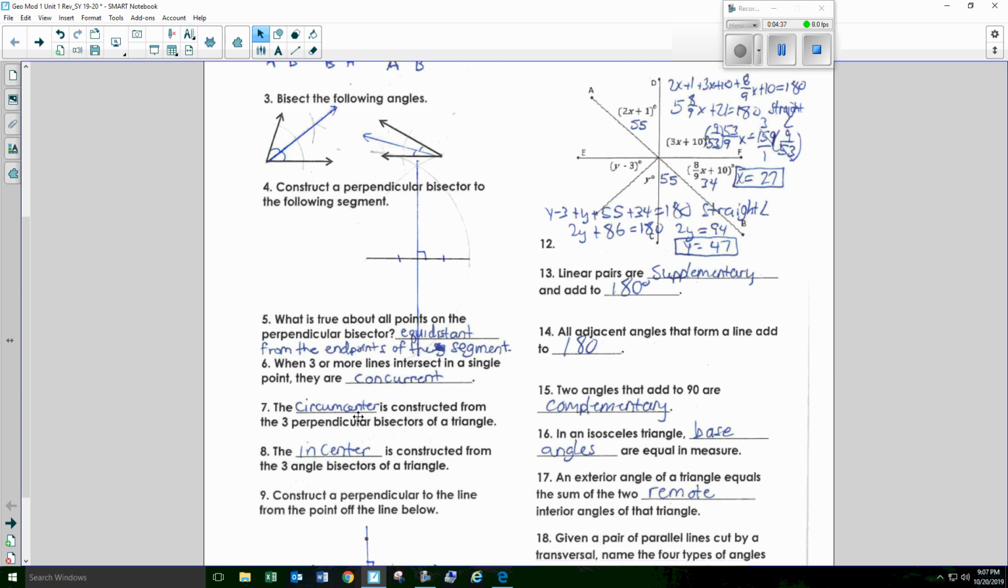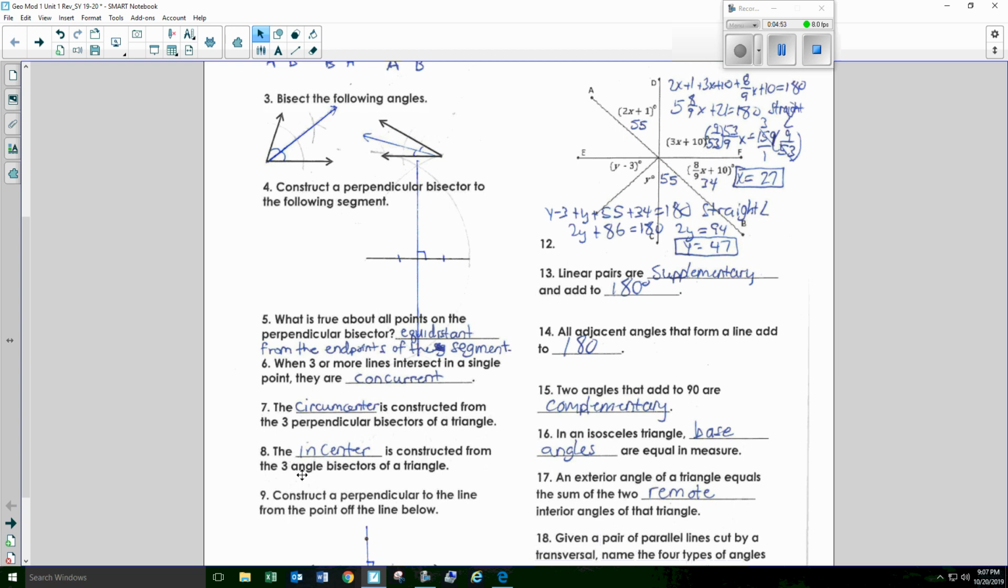The circumcenter is constructed from the three perpendicular bisectors of the triangle. Remember, that means the point of concurrency, if I put a pointer there and a pencil on one of the vertices, it would create a circle around that triangle.